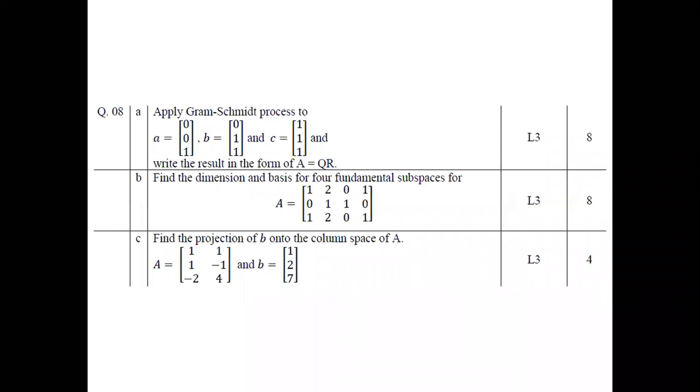Question B is finding the dimension and basis for 4 fundamental subspaces. So this was covered in the lecture. Previously, I've also solved problems. What are the 4 fundamental subspaces and how do you find the dimension and the basis for the subspaces? So we'll see how we can solve this problem. And then the question on projection of matrix B on column space of A. So this was covered yesterday. So let's see how we can solve it.